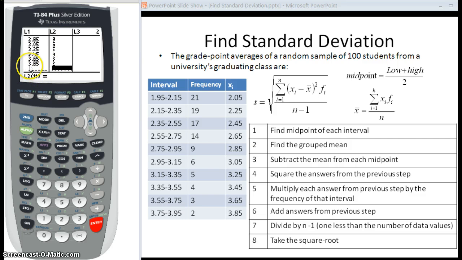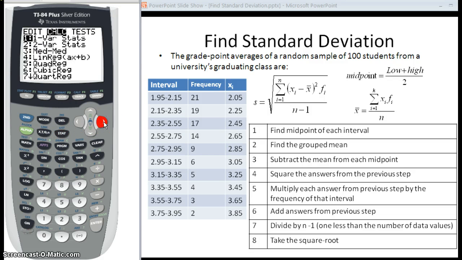So once I have the midpoints and the frequencies in my calculator, I choose my stat menu. I want it to calculate something for me, so I go over to calculate. I am still dealing with one variable, statistics, because my variable is just this GPA. I only really collected one piece of information. So I hit enter for that.